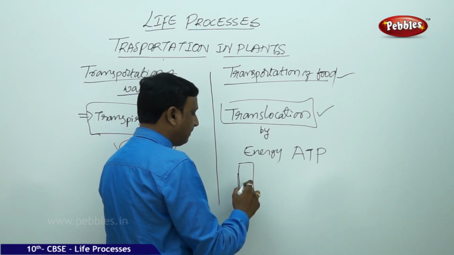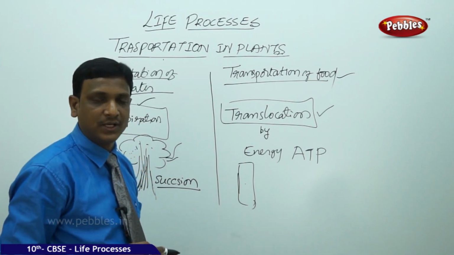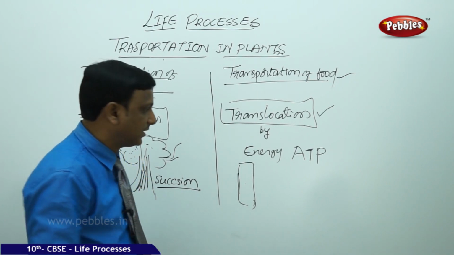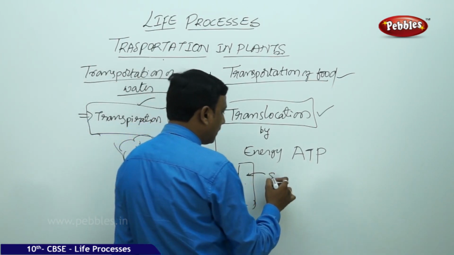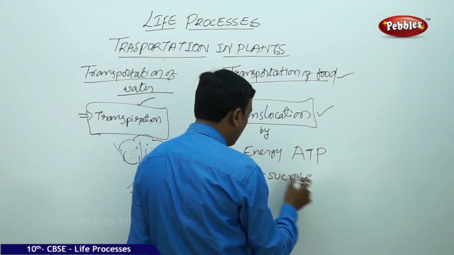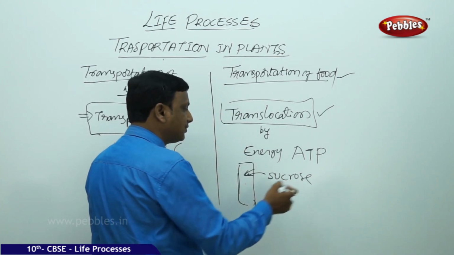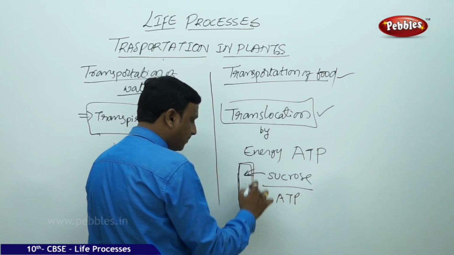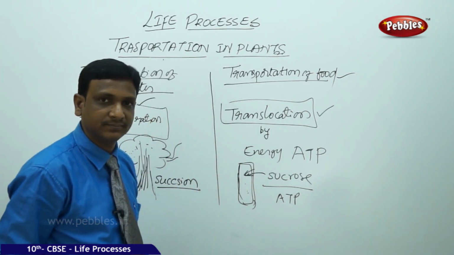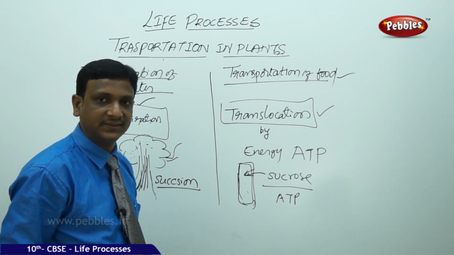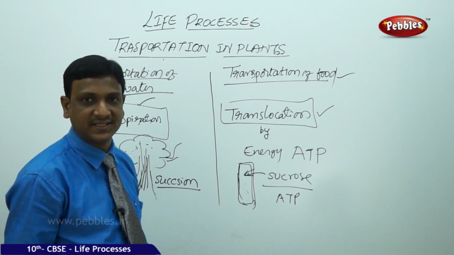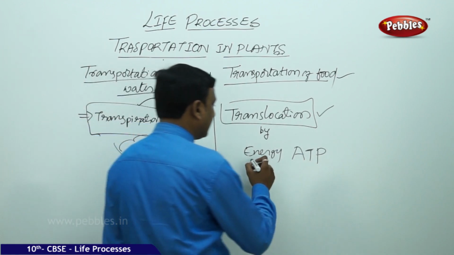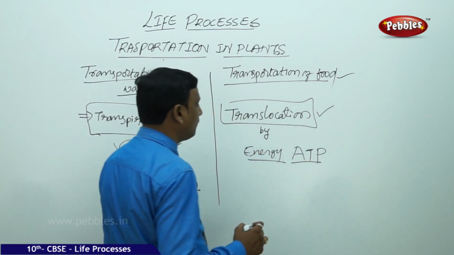So in the part of the plant where it wants to create the pressure, into that particular area, sucrose is pumped into that particular area. So sucrose is pumped by ATP. Once the sucrose is injected into the particular cells, then what happens? It creates more pressure compared to other cells. So here the energy in the form of ATP is useful for the translocation.